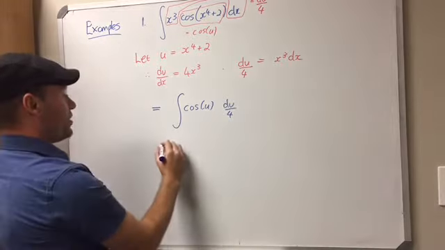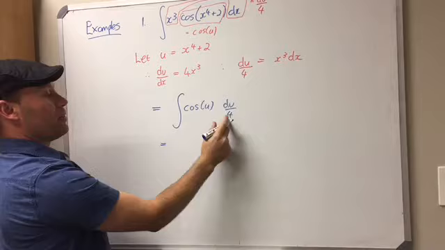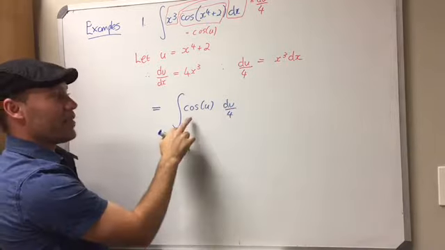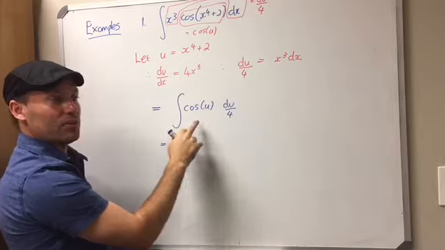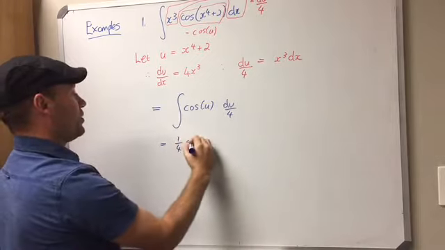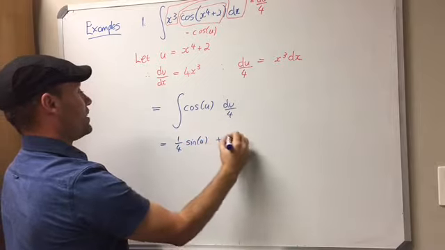This is an easy integral to do. The factor of a quarter can come out in front of the integral, that's no problem. And then I'm integrating cos of u. Integral of cos is sine. So I get a quarter sine u plus c.